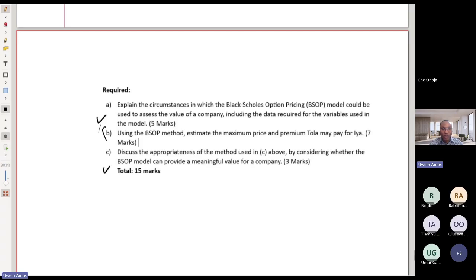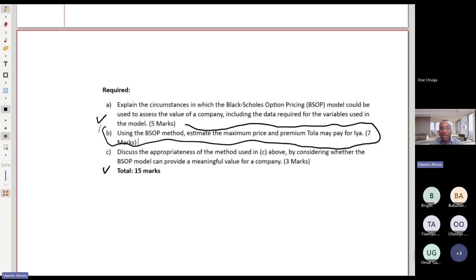I'm going to focus on this part, which is: using the Black-Scholes option pricing model, estimate the maximum price and premium Tolade may pay for a year. So that's our focus, the maximum price and the premium.